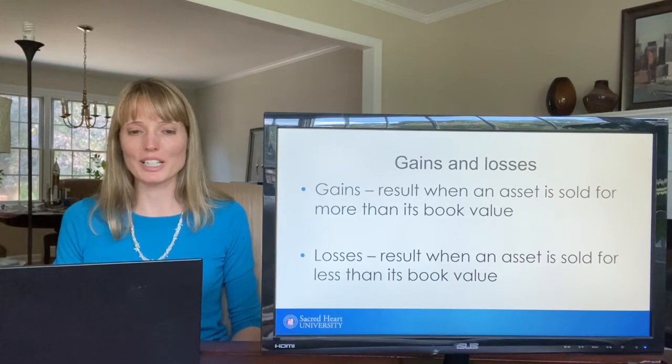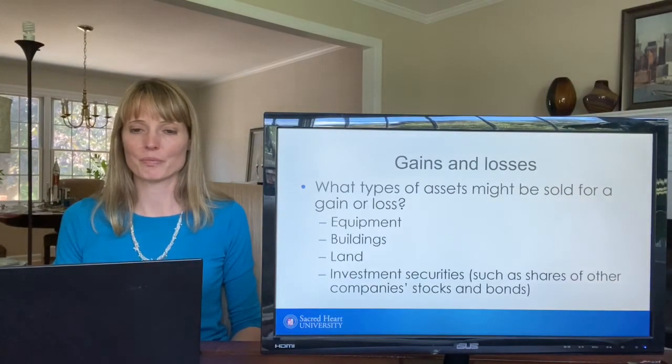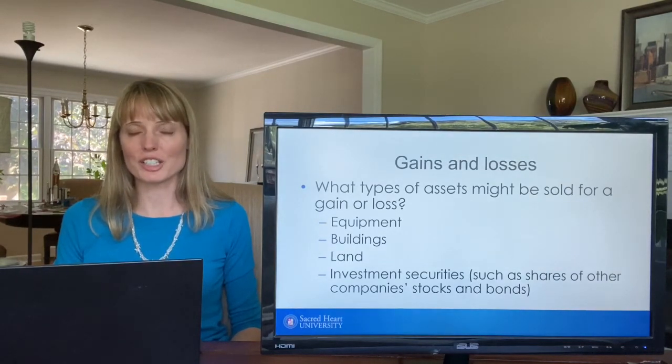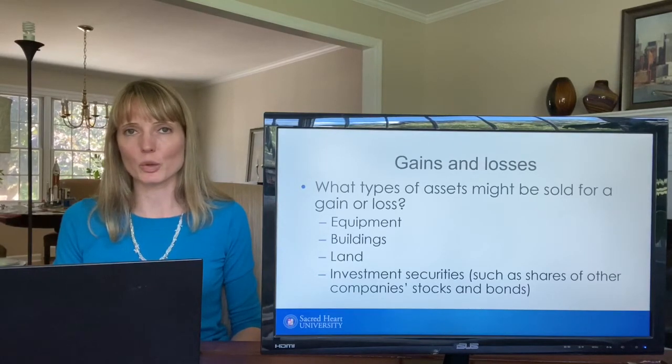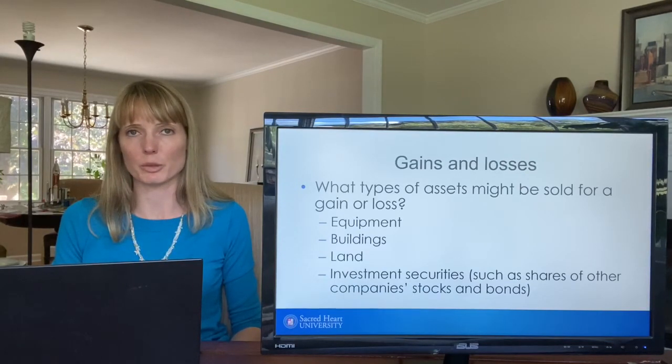Let's talk about the difference again between gains and losses. Gains result when an asset is sold for more than its book value, and losses are exactly the opposite. What types of assets might be sold for a gain or a loss? We're not talking about selling inventory at a gain. That's normal business operations. That's sales revenue. And when you account for the cost of that inventory, it's cost of goods sold. We're talking about a company that sells its buildings, its equipment, its lands. These are not typical activities that take place. Companies that sell its investment securities, such as shares of another company's stock or bonds in another company or organization.